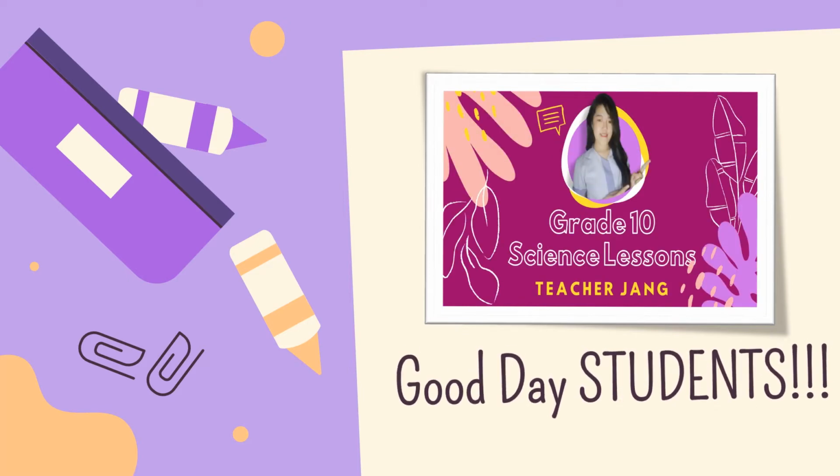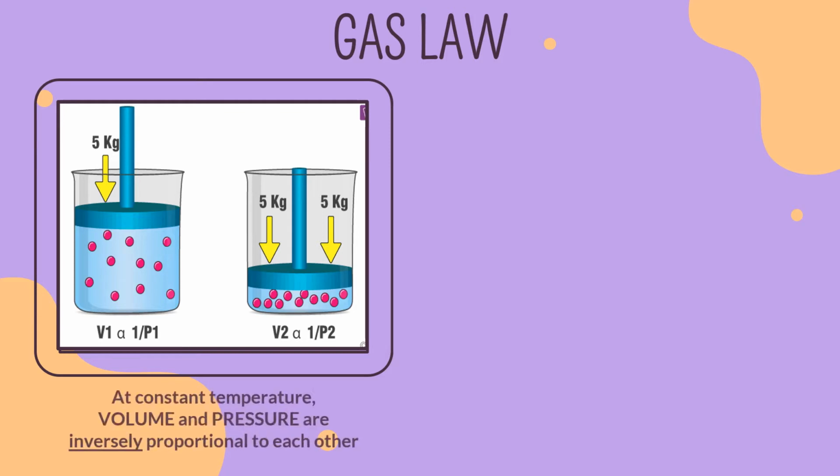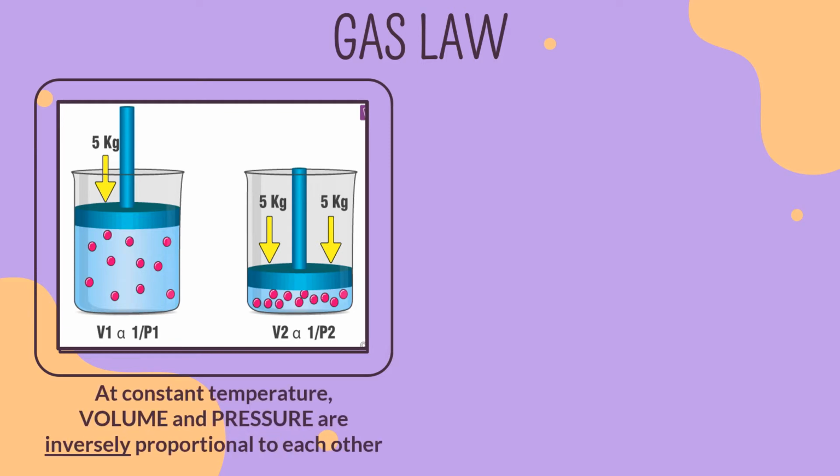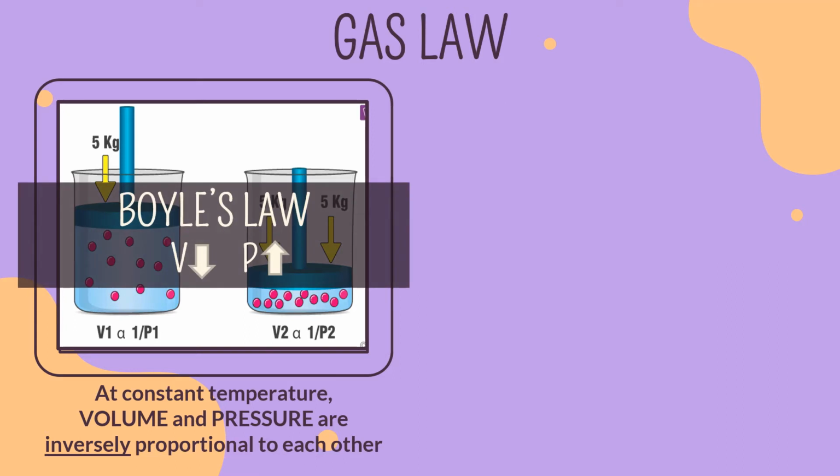Good morning, grade 10 students. We're discussing some of the gas laws showing the relationship of different properties of gases, such as the volume-pressure relationship, wherein they are inversely proportional to each other. It is described in Boyle's law. As the volume decreases, the pressure increases, whereas as the volume increases, the pressure decreases.